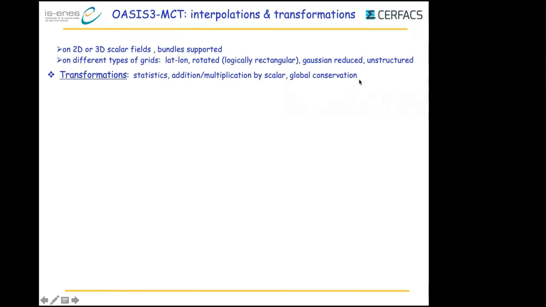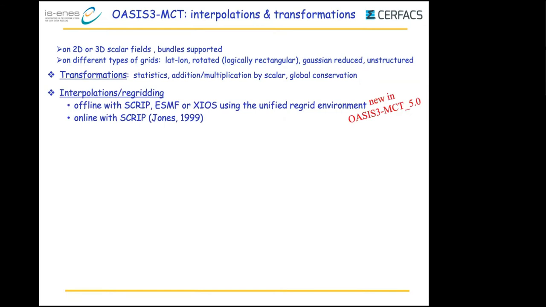We also have this global conservation transformation, which forces the conservation of the coupling field if ever the regridding or the interpolation is not conservative. Then regarding the interpolation and the regridding, traditionally we do this online with the SCRIP library, and you have here the reference, the Jones paper.